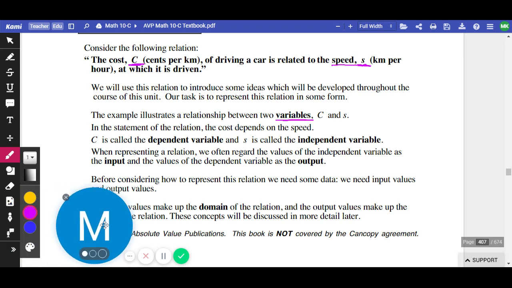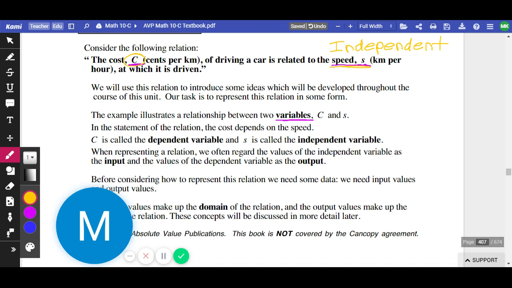If we think about it, the cost of driving depends on how fast I'm going. I choose my speed, right? I'm going to take my car and choose how fast I want to go. That makes that the independent variable. I think it says that in the notes. It's independent because I'm choosing it. Like I'm selecting a speed.